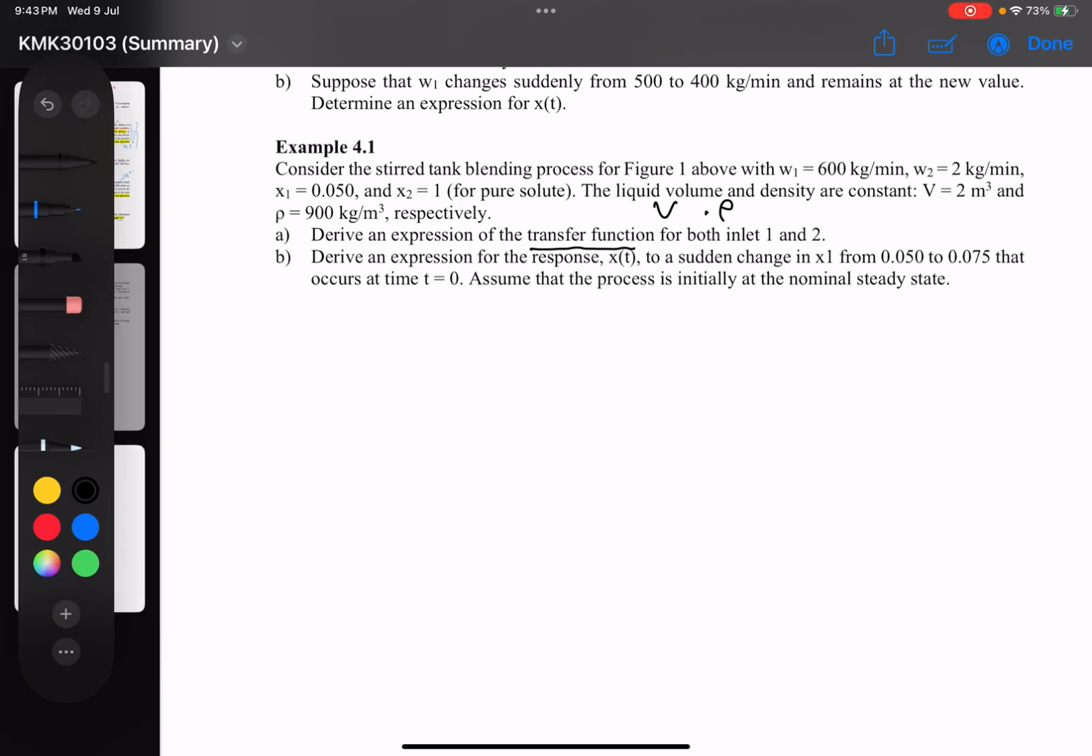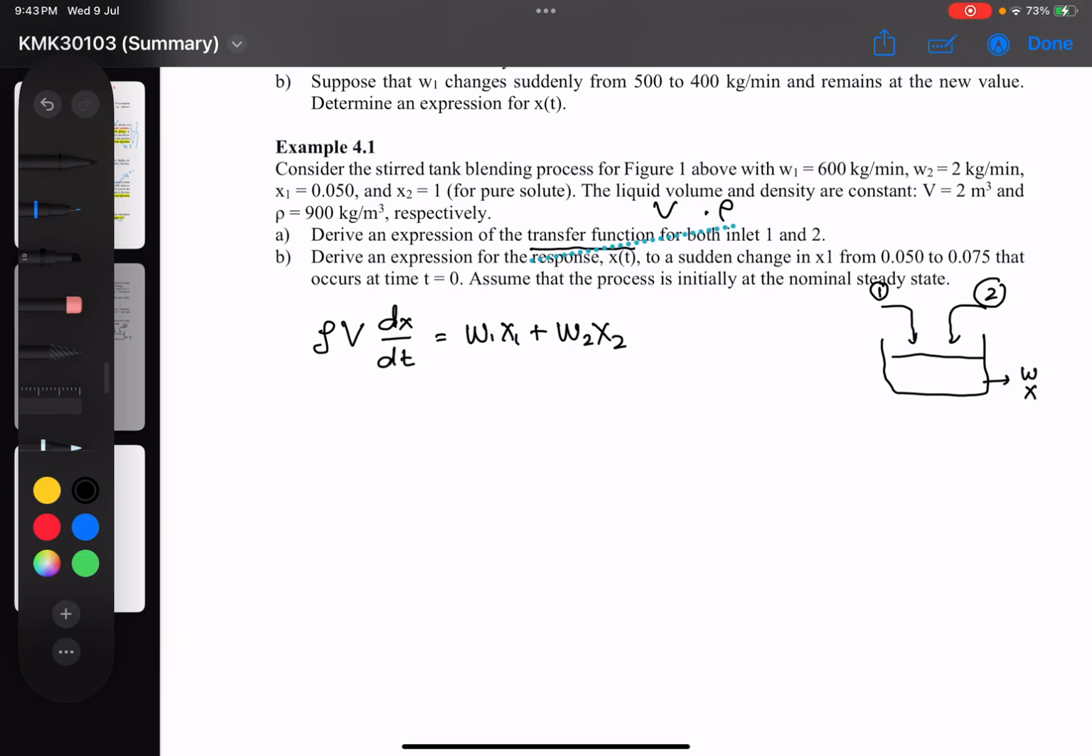So I'm going to use whatever I already derived before in example 2.1. For the unsteady state, I should have rho V dx/dt equals W1 x1 plus W2 x2. So this is for stream 1. If I draw it, it looks something like this. This one is stream 1, this one is my stream number 2, and then they blend together and come out as W and x. So now this is the entering into the system minus out from the system.